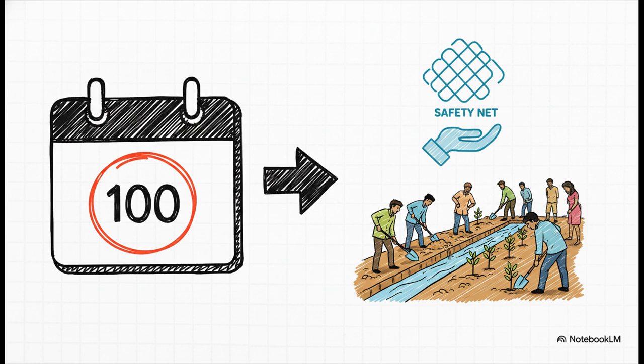You should remember this name. Under this act, the government guarantees 100 days of employment in a year to rural households, providing them with a crucial safety net and income.